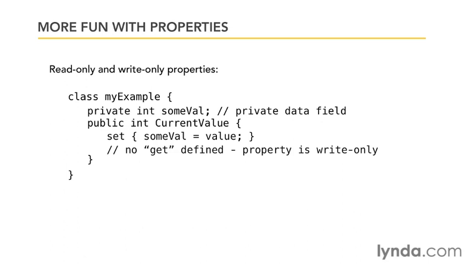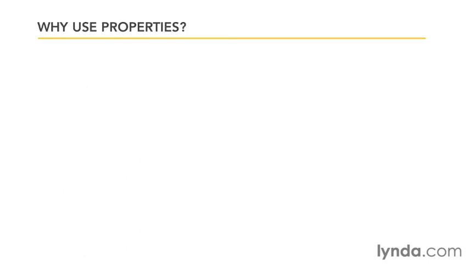You'll very rarely see write-only properties. Properties are pretty useless if you can't actually get their value. But you can do this. So if you don't define a get or you don't define a set, then the property is either read-only or write-only. All of this is pretty fun, but why would you use properties?